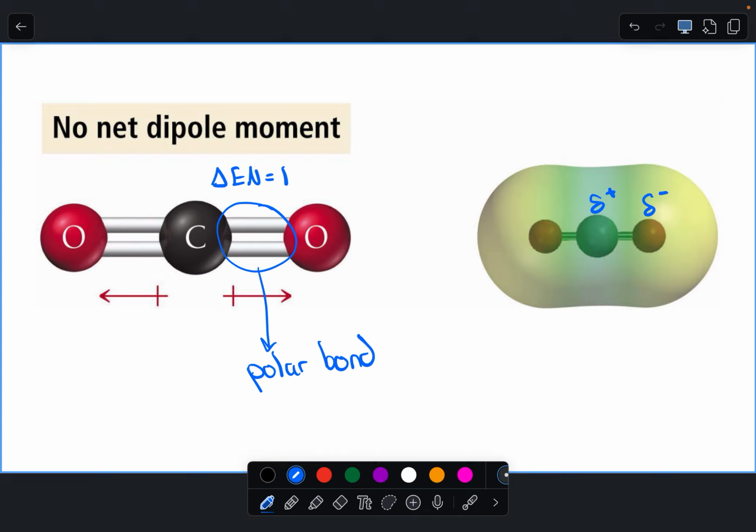Just drawing it on the other one so I don't put too much stuff on the one I'm working on. Okay, the difference here is that there's also another polar bond, right? There's another CO bond that has a difference in electronegativity, and it's the same atoms, right? So the difference in electronegativity is still 1. So the size of the arrow is the same, but it's in the opposite direction.